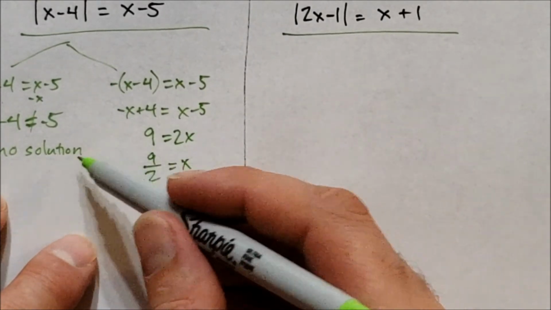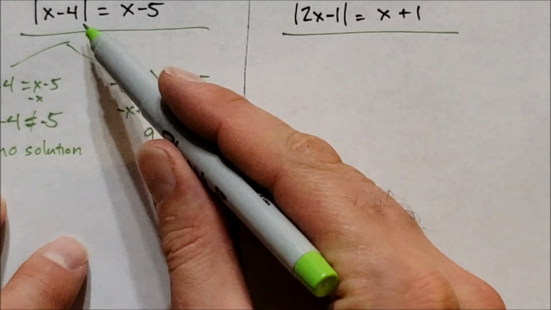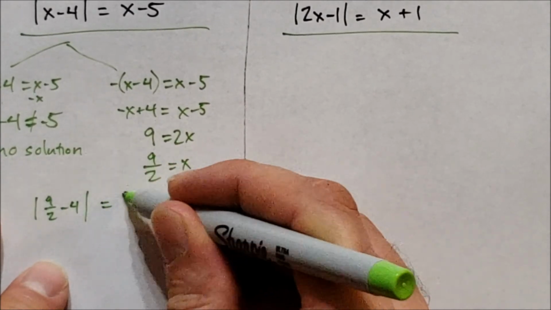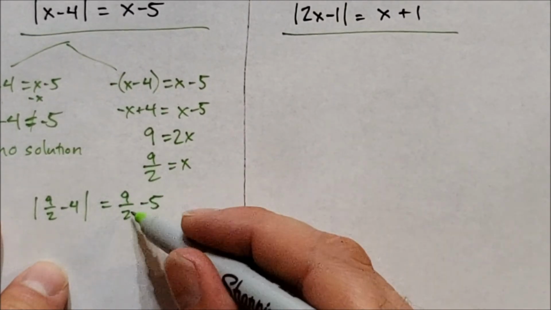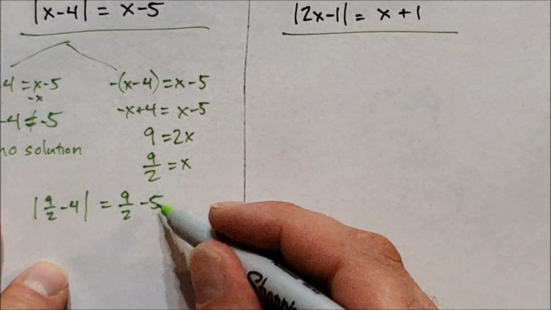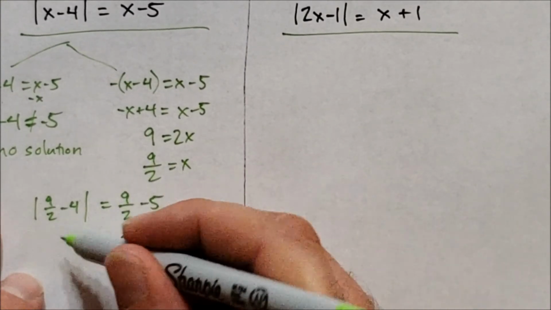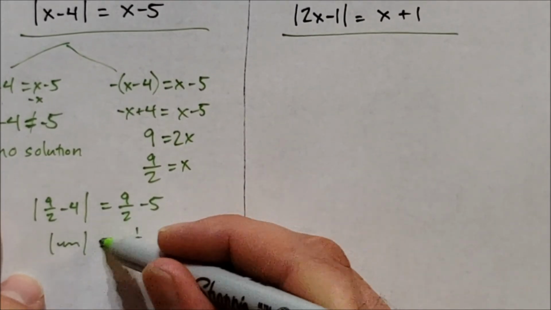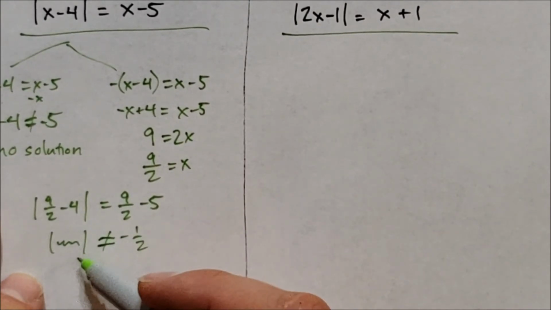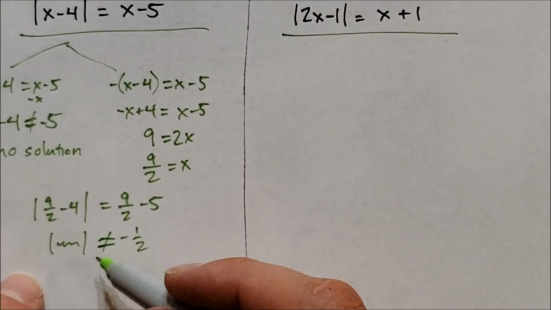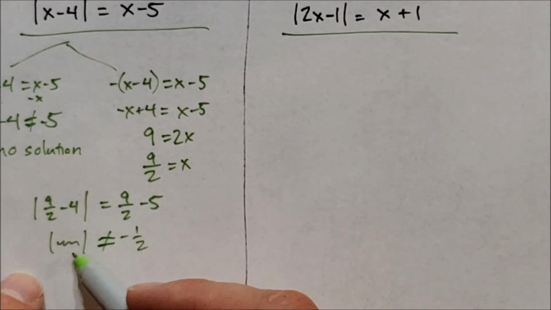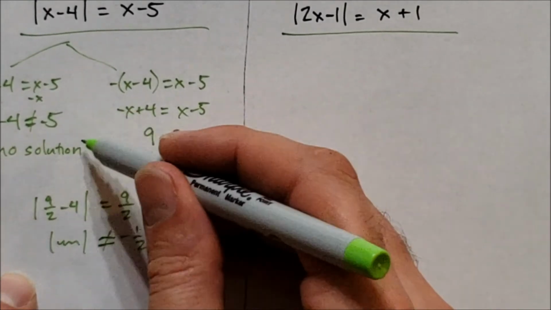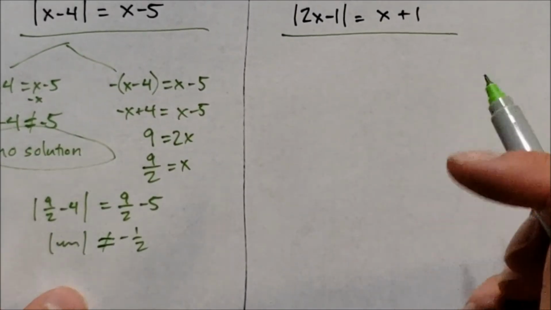Just for fun, we're going to plug 9/2 back into our equation. That is 9/2 minus 4 equals 9/2 minus 5. Well, this is like 4.5, and 4.5 minus 5 is negative 1/2. Can the absolute value of something ever equal negative 1/2? No, it can't. It always has to be a positive number. That's what we have been taught since we first started absolute values. So we are set with no solution.